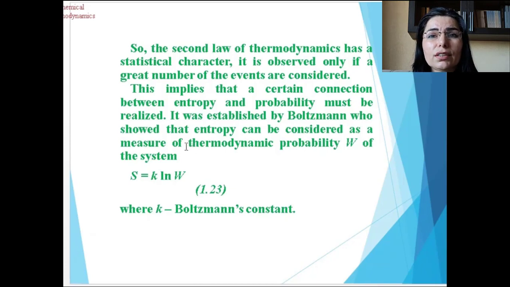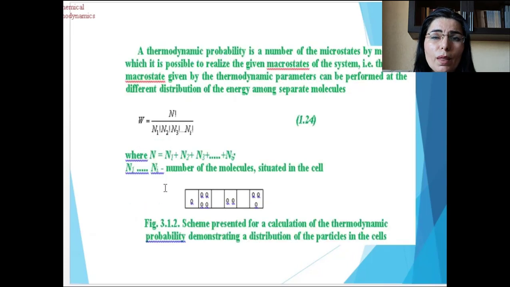This implies that a certain connection between entropy and probability must be realized. It was established by Boltzmann, who showed that entropy can be considered as a measure of thermodynamic probability, W, of the system, where K is the Boltzmann constant. And thermodynamic probability is a number of the microstates by means of which it's possible to realize the given macrostate of the system, i.e. the same macrostate given by the thermodynamic parameters can be performed at different distributions of the energy among separate molecules, where n and n are numbers of molecules situated in the cells.